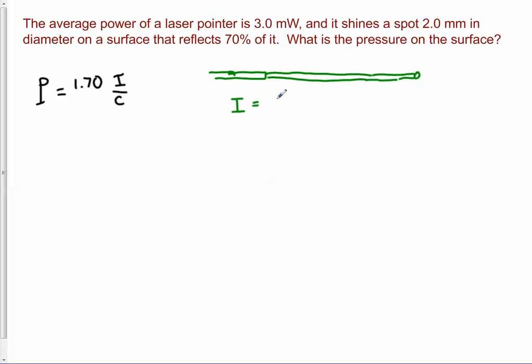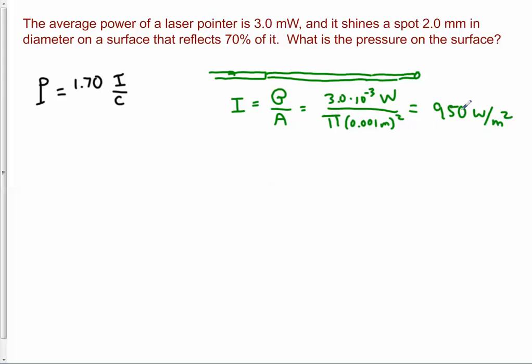So the intensity is just the power divided by the area. That power is just spread out over a small circular area, right? So it's going to be 3.0 milliwatts divided by a tiny little circle area, so pi times r squared. The diameter is 2 millimeters, so the radius is 1 millimeter, so 0.001 meters, squared. I'm just doing pi r squared for a circle. And that works out to be 950 watts per square meter. Notice that's close to the intensity of sunlight. This laser pointer is just a little bit less than sunlight. If this number is correct, then that's what it comes out to be. And then we can take that and plug it in here to get the pressure.